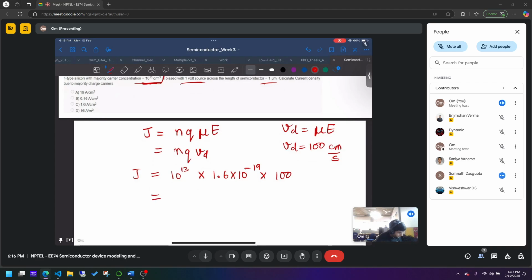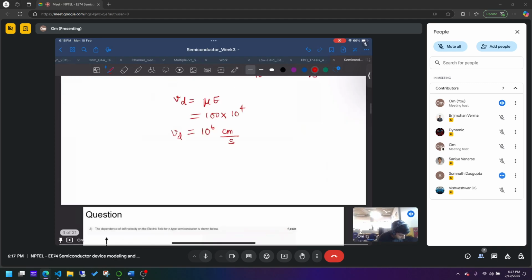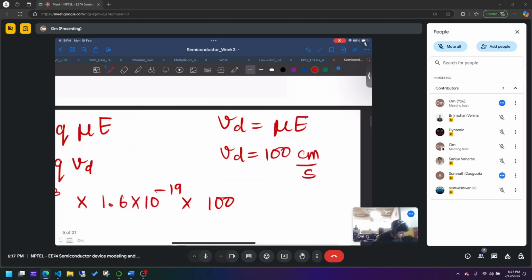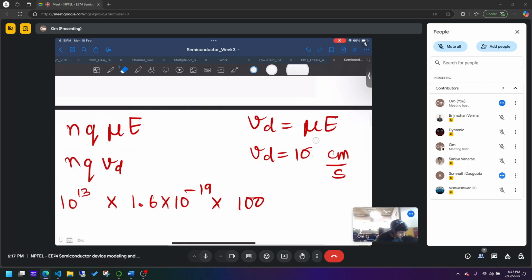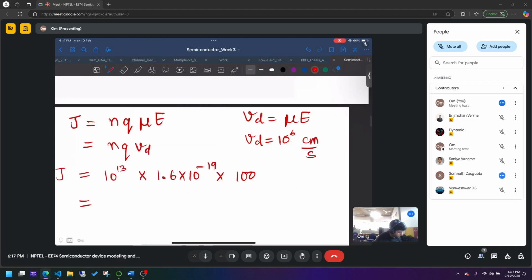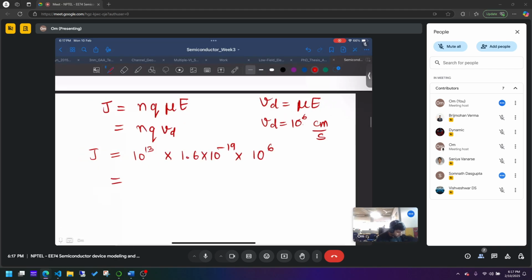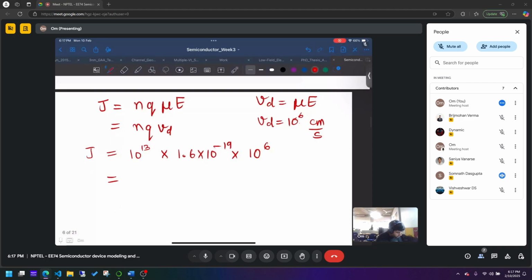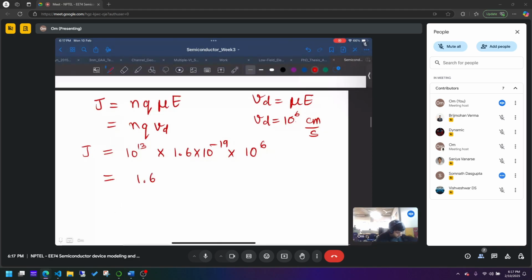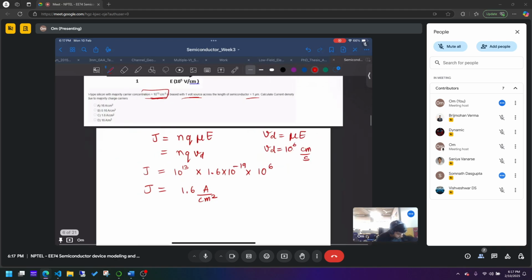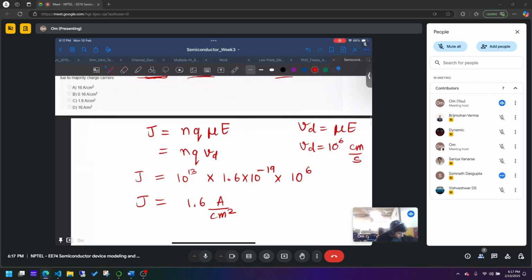If we do the calculation, Vd was 10 to the power 6 centimeter per second. So 1.6 is the answer, sir. Yeah, this is 1.6 ampere per centimeter, I think it is centimeter square. So the answer is option C.